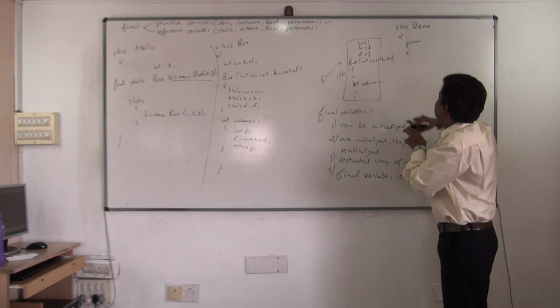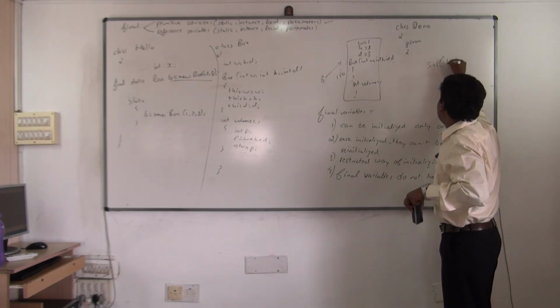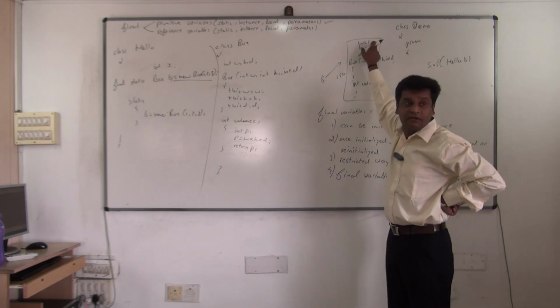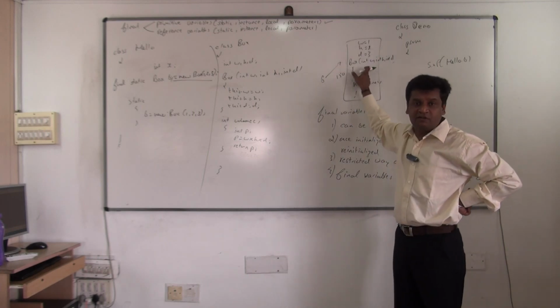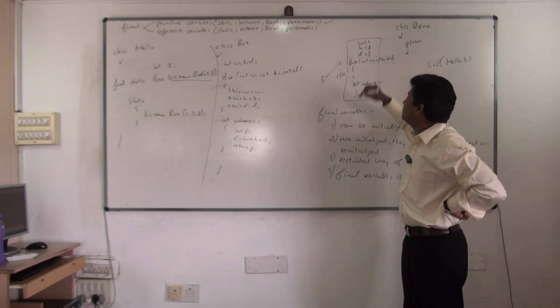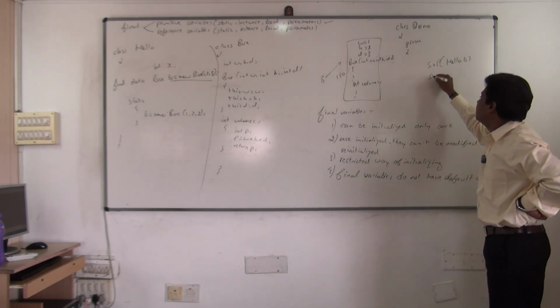So when you say hello.b here, the hello class is getting loaded. As soon as the hello class is getting loaded, the B object is first created. The address of B is given to that variable now. Which one? B. It might be 150. And W, H and D are initialized. Hello.b will print the address.